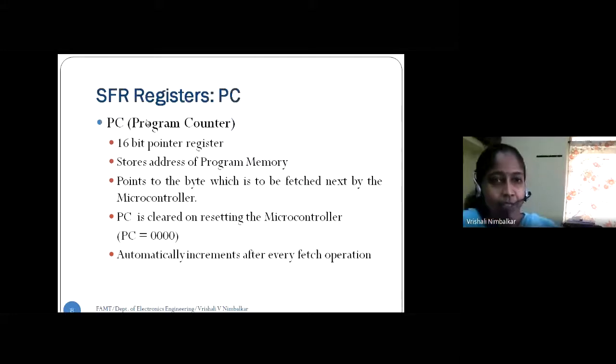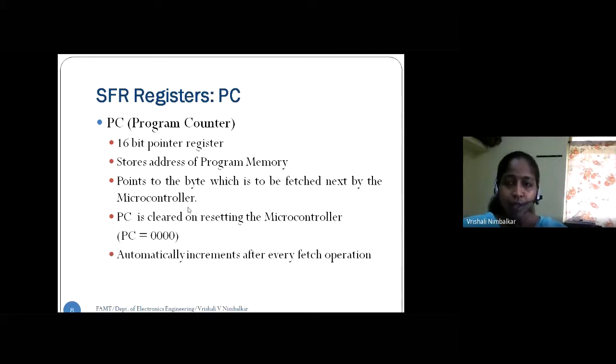Is that okay? The next special function register is the program counter. Again, another important register. It's again a 16-bit pointer register. It's going to store an address, and which address? It stores an address of program memory. That is where your code is written. It always points to the byte which is to be fetched next by the microcontroller.